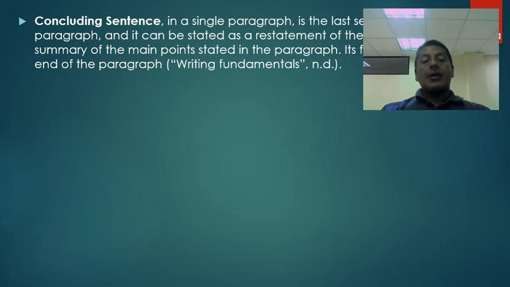Okay, and it can be stated as a restatement of the topic sentence or as a summary of the main points stated in the paragraph. So we have two different ways to state a concluding sentence. The first one is to restate or paraphrase the topic sentence, and the second way is to make a kind of summary of what we said in every supporting sentence. Okay, so let's see an example.